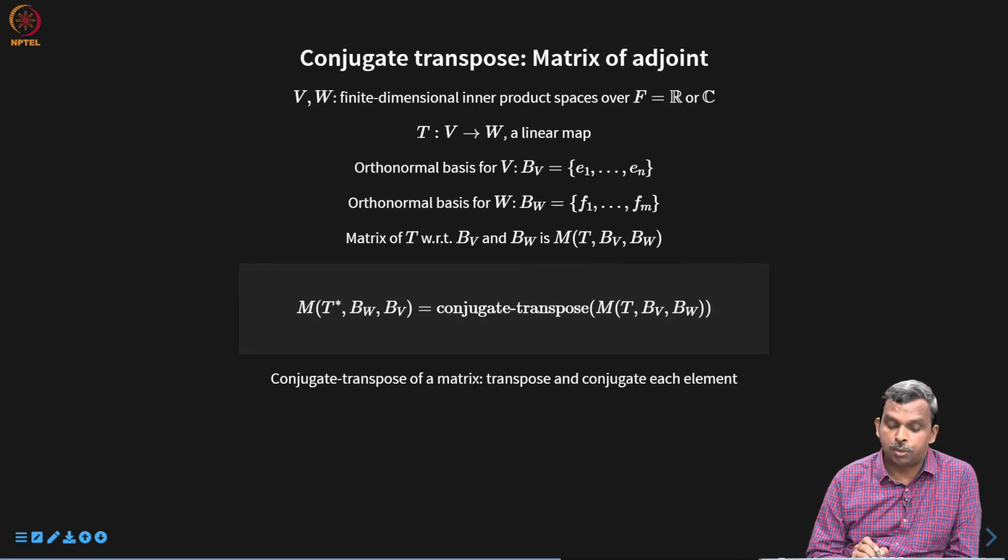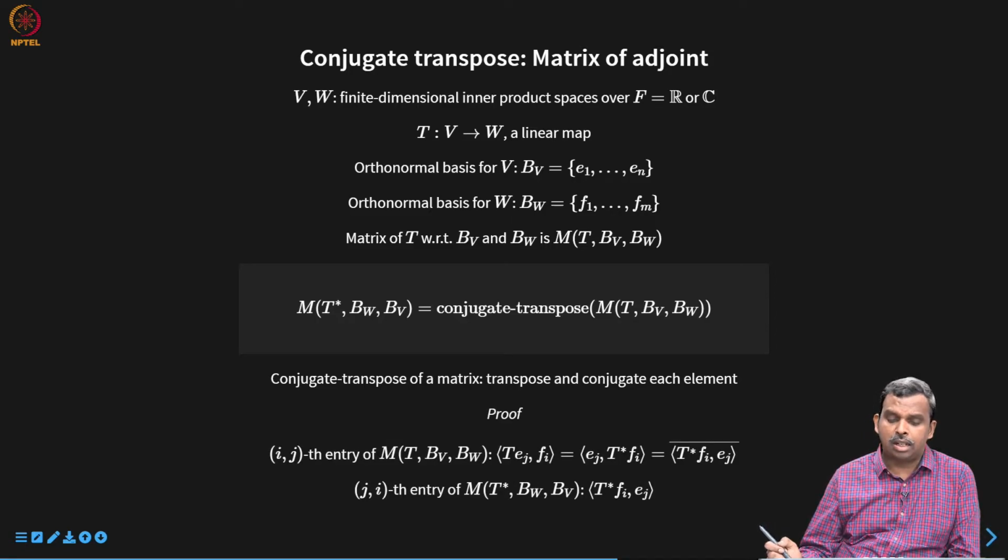So, what is the conjugate transpose of a matrix? You transpose it, make every row a column, do the row column interchange, and you conjugate each element, take the complex conjugate of each element. Of course, if your field is reals, then the conjugation will have no impact, only the transpose matters. But if the field is complex, the conjugation will change the entries. So this is something to keep in mind.